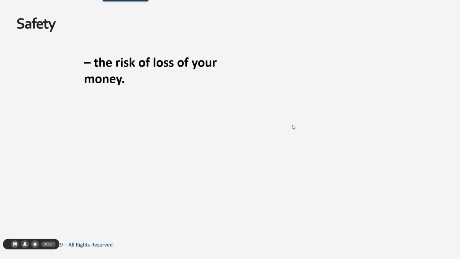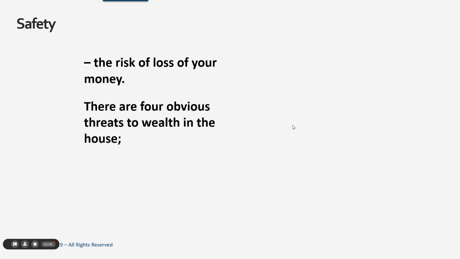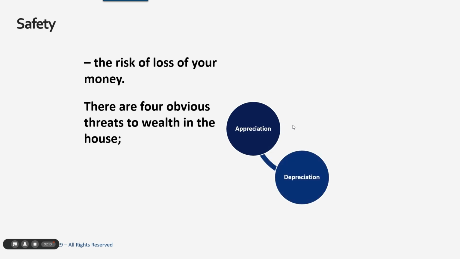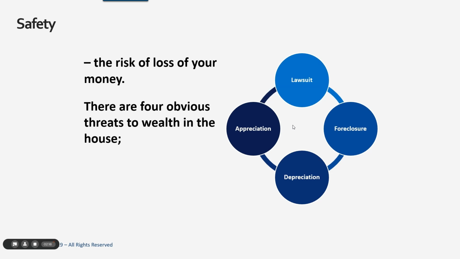We're going to deal with safety today. In subsequent lessons we'll talk about liquidity and rate of return. Safety is really the risk of loss of your money. There are four obvious threats to wealth in your home. There's depreciation. If house value goes down, you're losing part of your equity. Foreclosure, if you lose a job or something else happens. And a lawsuit. If you get sued, you could potentially lose your house.